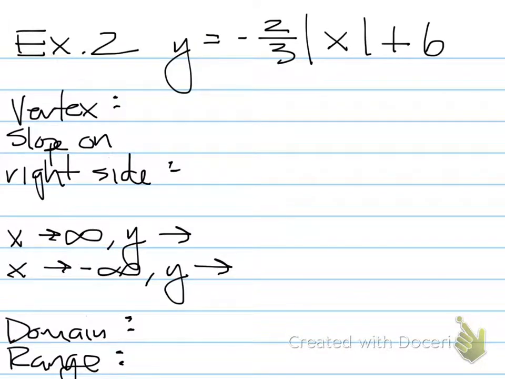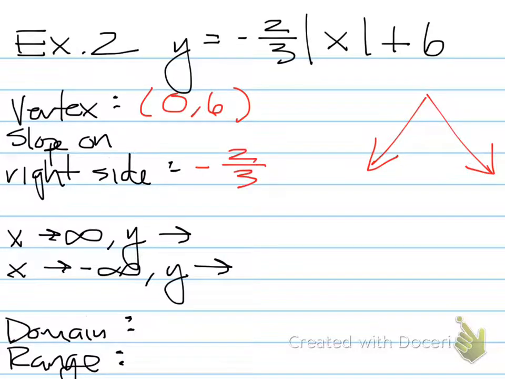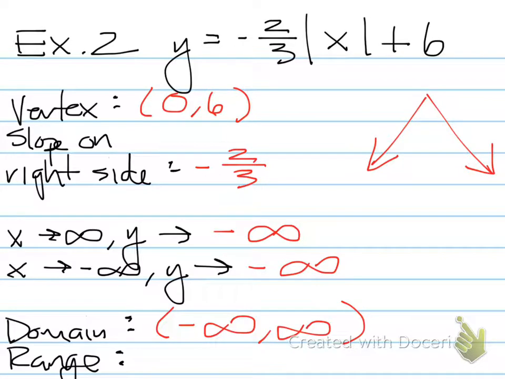All right, for this example, do a quick sketch of the graph. It should be pointing down since a is negative. The vertex is determined by h comma k. h is 0, k is 6. The slope of the right side is whatever a is. a is -2/3. Then as x goes to the right, y is going to negative infinity. As x goes to the left, y is going to negative infinity also. The domain is always all real numbers, and the range is going to be the y-coordinate of the vertex to negative infinity. So 6 to negative infinity.